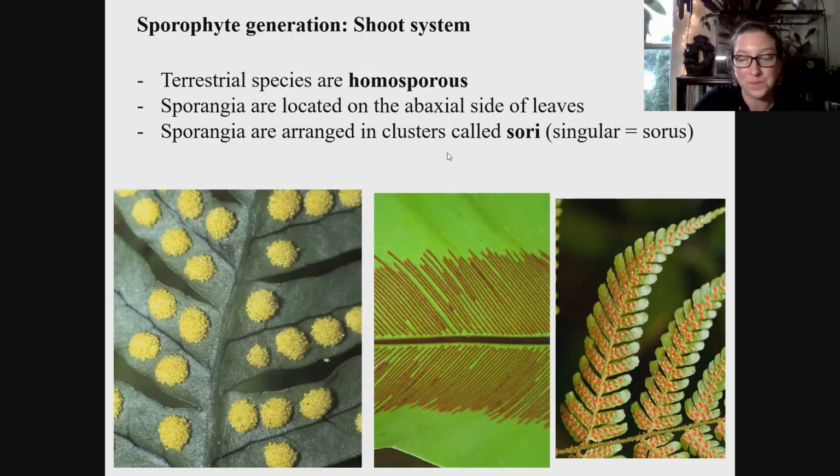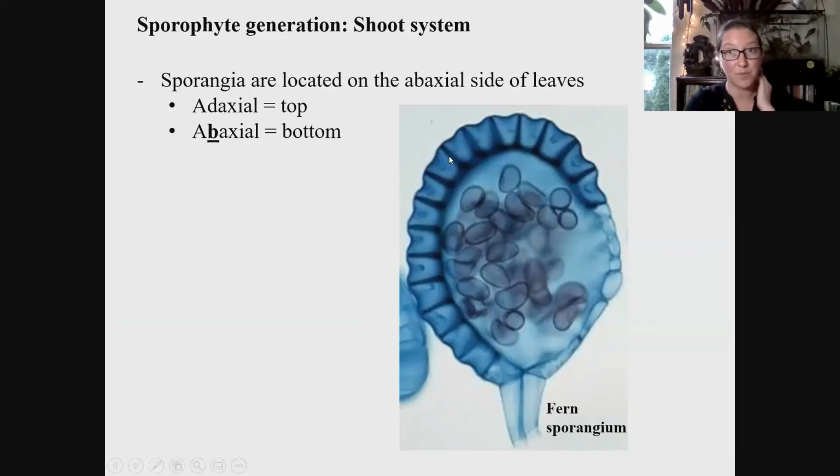Close up. Here's what they look like. And fern sporangia are super cool. As I mentioned, they're located on the bottom side of leaves. One way you could remember that is, you'll sometimes see this word, abaxial. Ab means bottom, bottom of the leaves. That's how I remember it. But bottom of the leaves is fine.